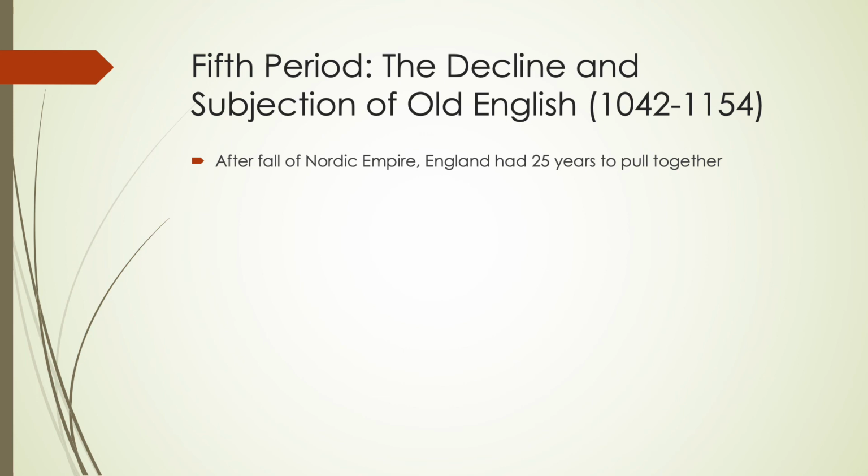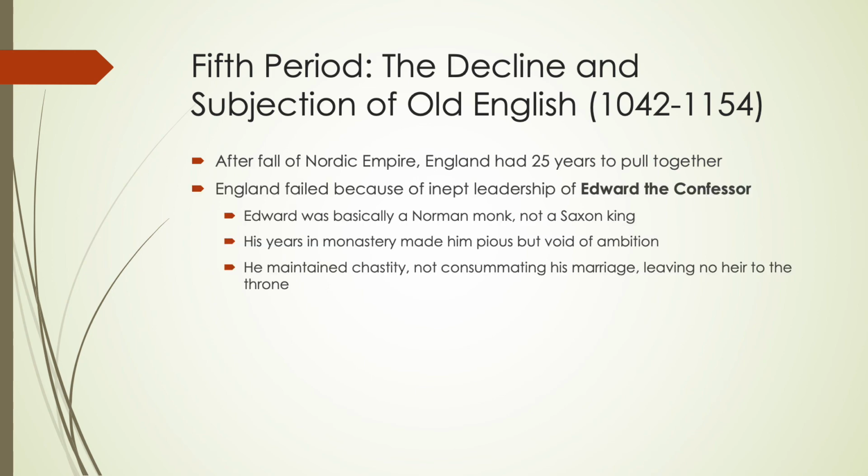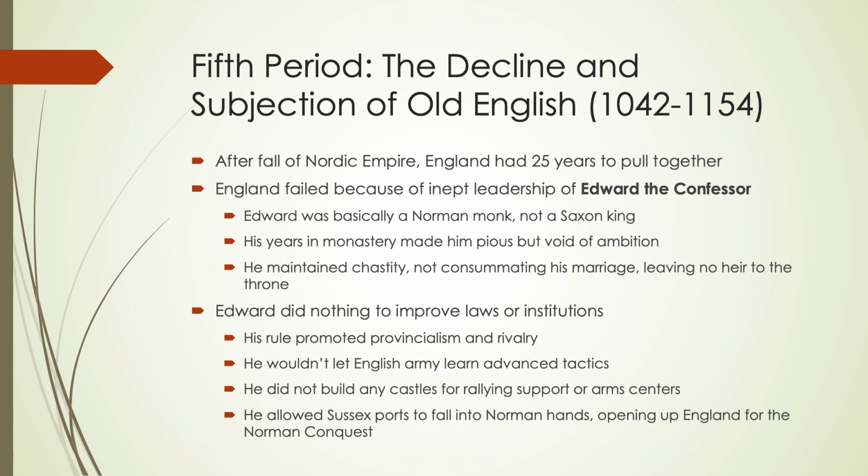So England failed eventually because Edward the Confessor was basically a Norman monk. He wasn't really a Saxon king, and his goal was not really to maintain this strong military might and strong military power. His years in monasteries made him pious, but he didn't really have this sort of ambition of control in the same way. And he maintained chastity, so he didn't consummate his marriage. There was no heir to the throne. And so he did nothing to really improve the situation of the people and improve the laws or institutions of this time period. So his rule was more about rivalry and provincialism.